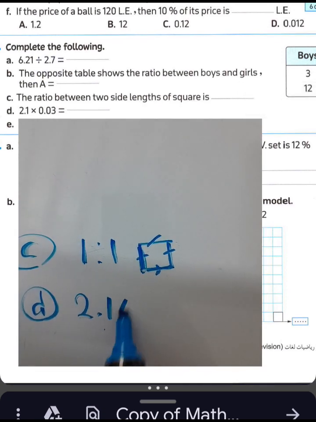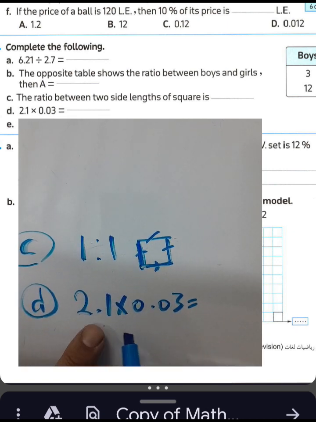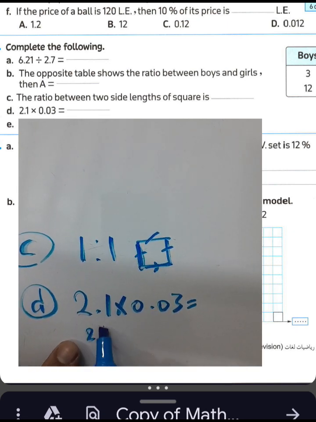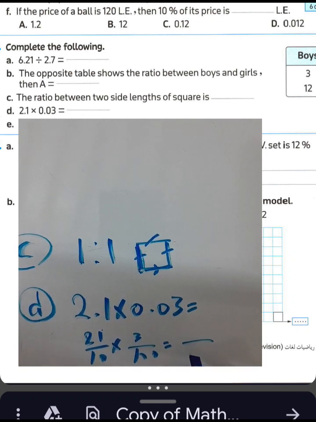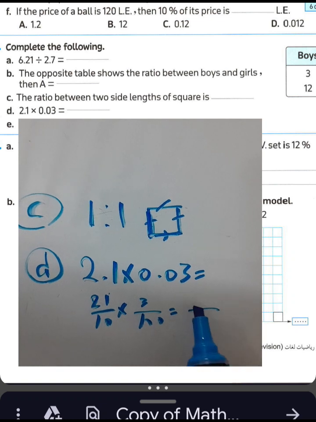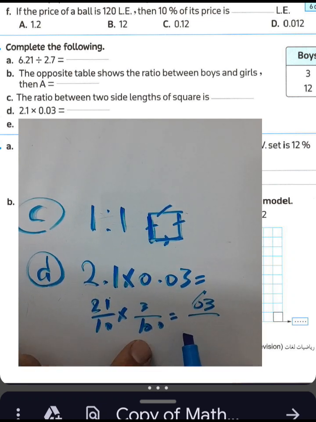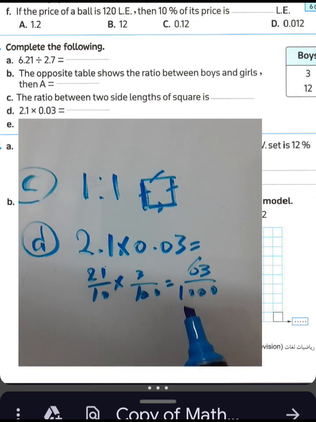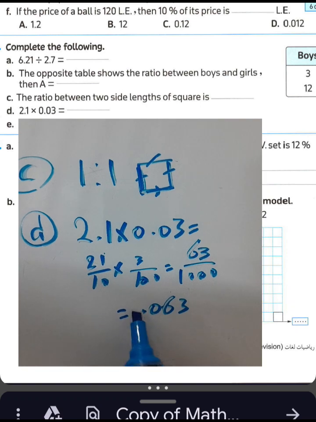2.1 times 0.03. It will be 21 over 10 times 3 over 100. 3 times 21, right? 3 times 1 equals 3. 3 times 2 equals 6. And 10 times 100 will be 1,000. The result will be 63 over 1,000.